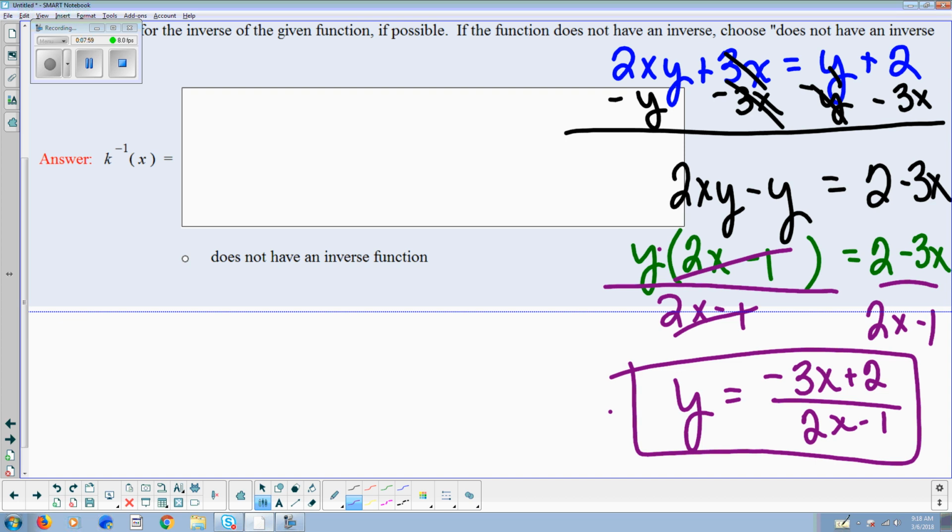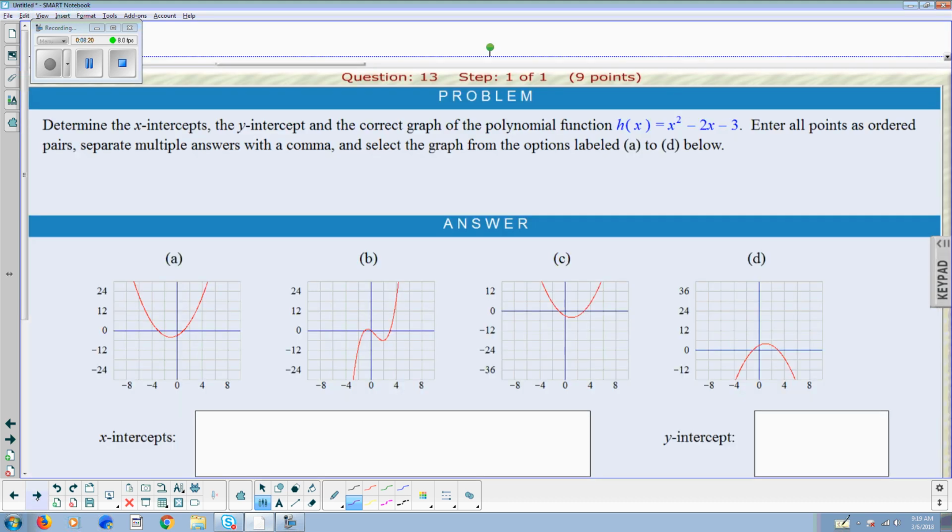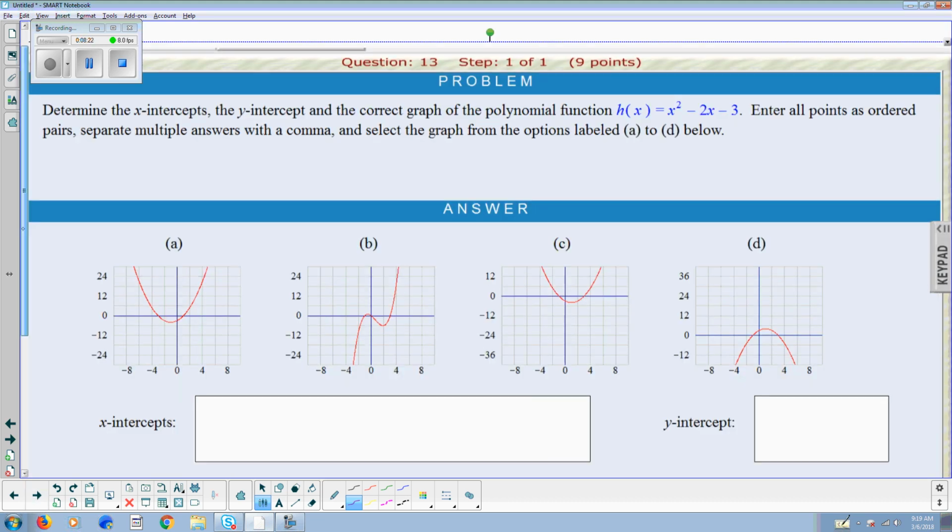And then, of course, y gets changed to this inverse notation. So k negative 1 of x would equal fraction negative 3x plus 2 over 2x minus 1. Questions? All right, moving on. Number 13.